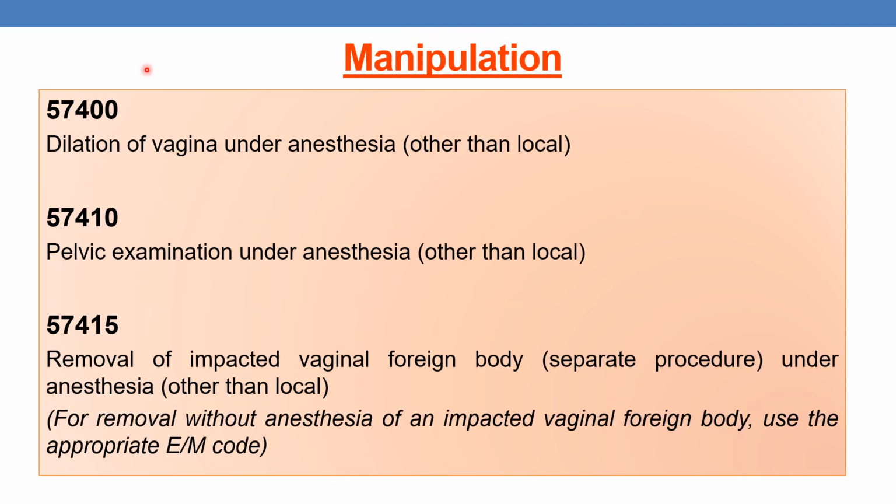Coming to manipulation CPTs, the first one is 57400. Dilation of vagina under anesthesia. Next is 57410. Pelvic examination under anesthesia other than local. The next is 57415. Removal of impacted vaginal foreign body under anesthesia. And for removal without anesthesia of an impacted vaginal foreign body, you need to use the appropriate E&M code.